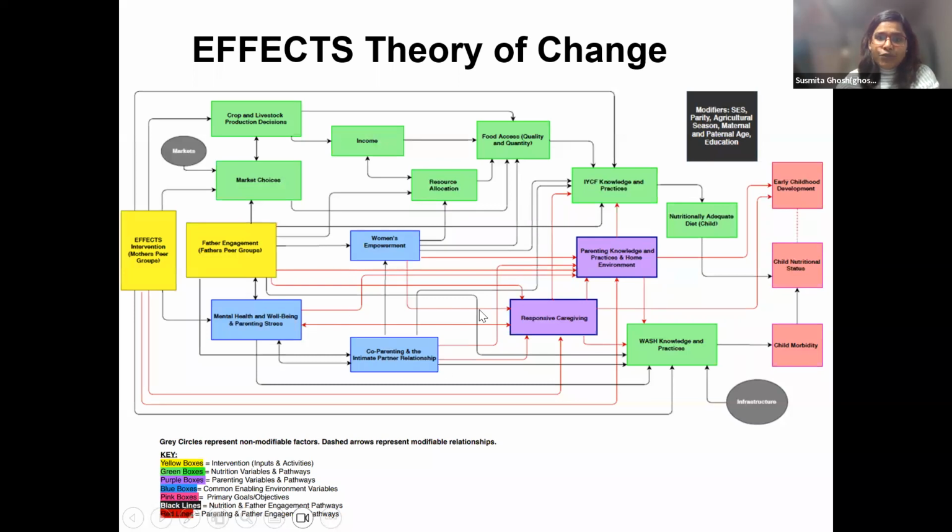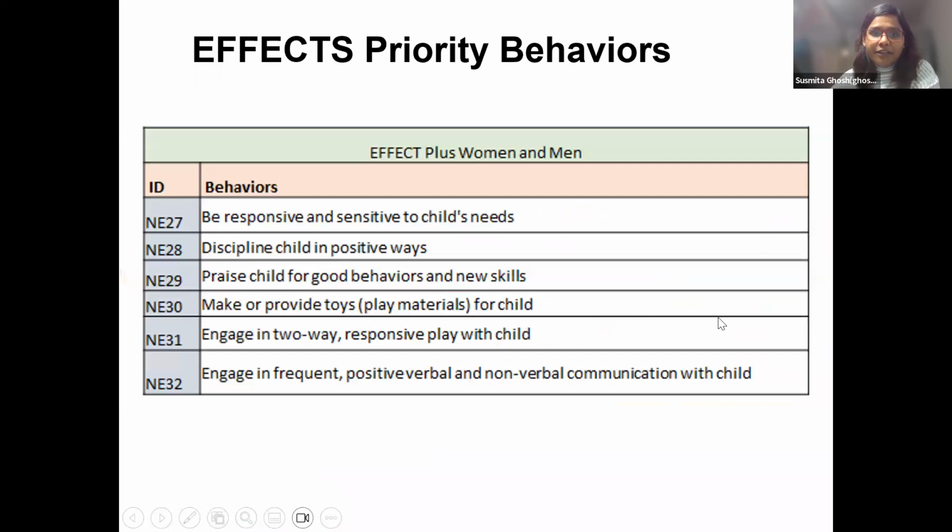Based on this theory of change, we implemented some priority behaviors for both parents, fathers and mothers. These behaviors are being responsive and sensitive to the child's needs, disciplining the child in positive ways, and two-way interaction with the child, such as responsive play and giving the child learning materials such as toys or books, and engaging with the child frequently, with positive verbal and non-verbal communication.